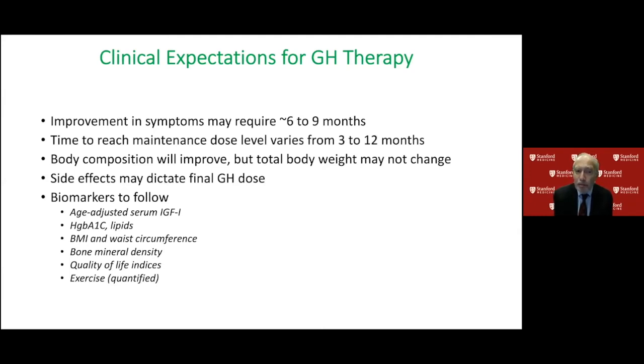They should be told that their body composition will improve, but their total body weight probably won't change unless they do a lot of exercise. There will be an improvement in lean body mass of several kilograms and a loss of fat mass that is similar, but it is not a weight loss drug. The side effects sometimes may dictate the final growth hormone dose, and sometimes we can't go as high as we want if the patient experiences pedal edema or carpal tunnel.